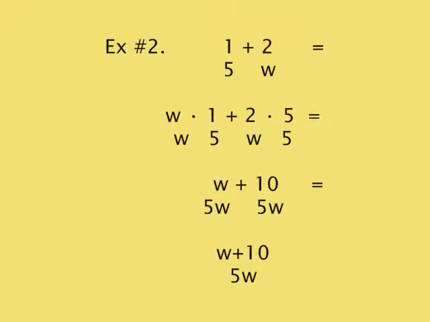Example number 2. This is an example of a fraction with unlike denominators. 1 over 5 plus 2 over w have two different denominators. So, you multiply 1 over 5 by w over w and 2 over w by 5 over 5. After doing this step, you will get the common denominator 5w. You will now have w over 5w plus 10 over 5w, which equals (w plus 10) over 5w.